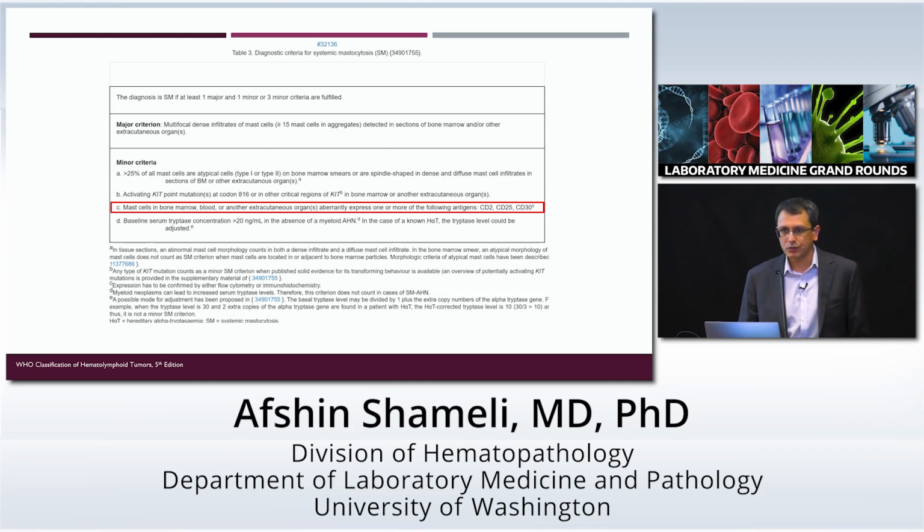This is the table that shows the diagnostic criteria for systemic mastocytosis according to the 5th edition of WHO. The diagnosis requires either a major criterion and one minor criterion, with the major criterion being presence of a dense aggregate of mast cells, which is more than 15 mast cells in aggregate, or in the absence of a dense aggregate of mast cells, presence of 3 minor criteria. One of these minor criteria is an abnormal immunophenotype of mast cells with expression of CD2, CD25, or CD30 by either flow cytometry or immunohistochemistry.